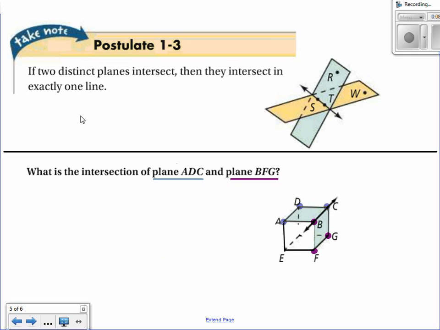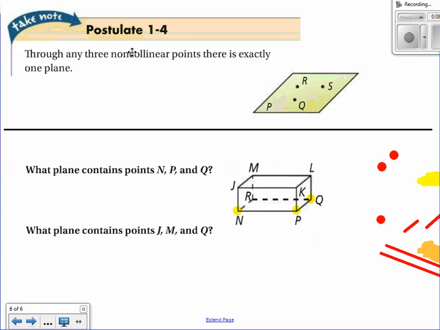We'll be doing questions like that, and let's switch now to the next screen. Postulate 1-4, the very last thing we need to do. Through any 3 non-collinear points, 1, 2, 3, there's exactly one plane, plane P. Points QRS. So how might that work out in a question? We're going to use this box down here. What plane contains points NPQ? I've dotted N, P, and Q with yellow already, and it might be fairly easy to see that they define the plane that slides right through the bottom of the box.